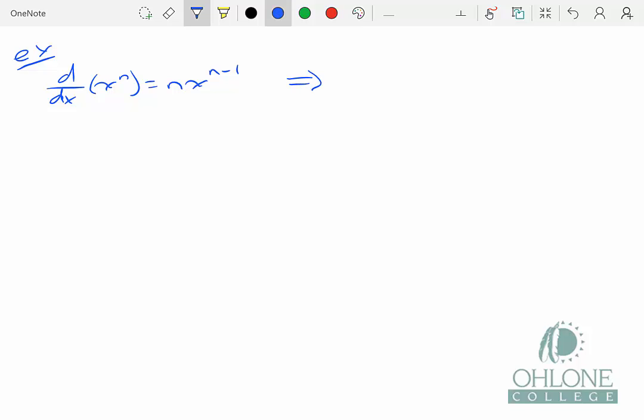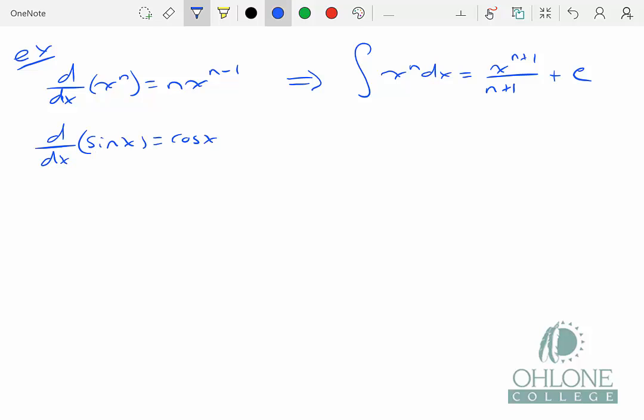That implies that if I wanted to integrate x to the n dx, then instead of decreasing the power by 1, I would increase the power by 1 and then divide by the new power, and of course add a plus c. I also know things like the derivative of the sine of x is equal to the cosine of x, so that would imply that the integral of the cosine of x dx is equal to the sine of x plus c.